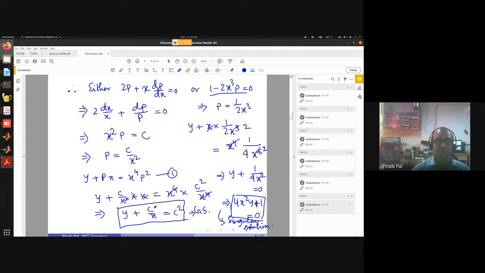And if we put, say, C equal to 1, that is also a solution of the differential equation. Then y plus 1 by x is equal to 1, it is a particular solution. But this solution, 4x square y plus 1 equal to 0, cannot be obtained by putting specific values of C, and it does not involve any arbitrary constant. So therefore, it is a singular solution. Okay, sir. Got it.